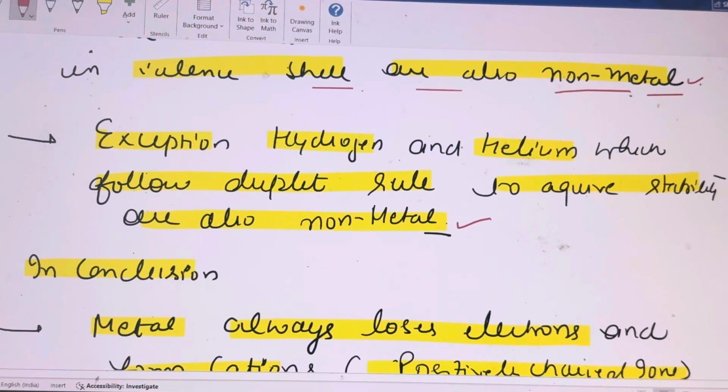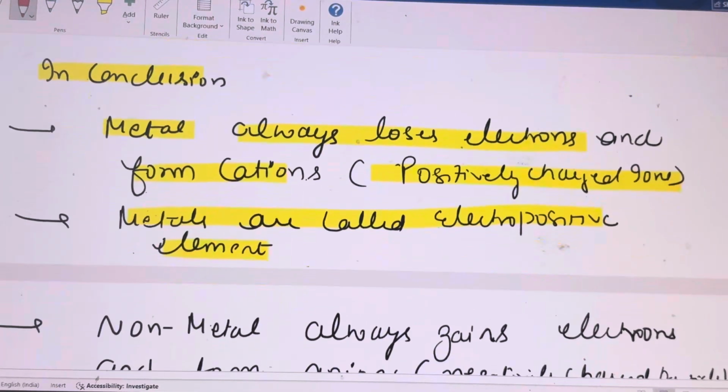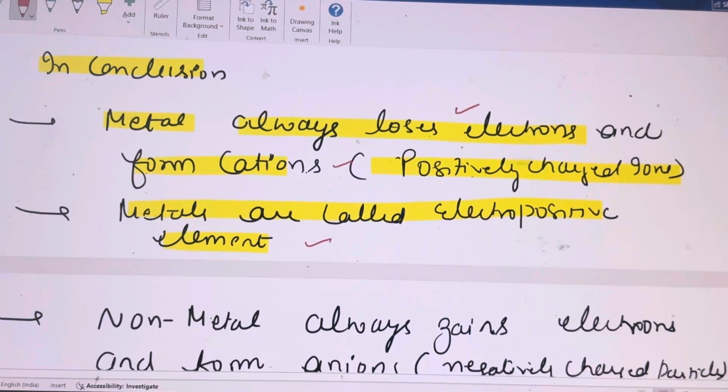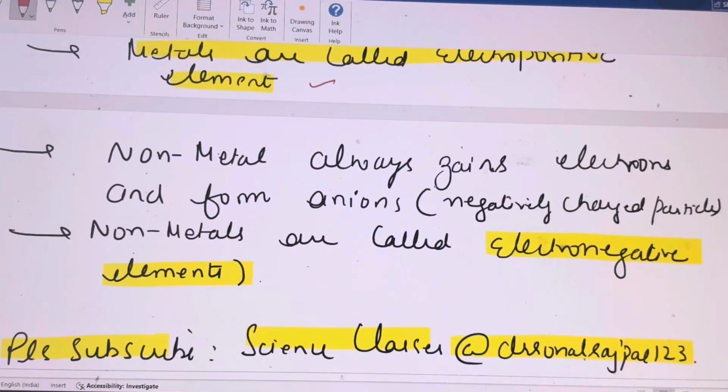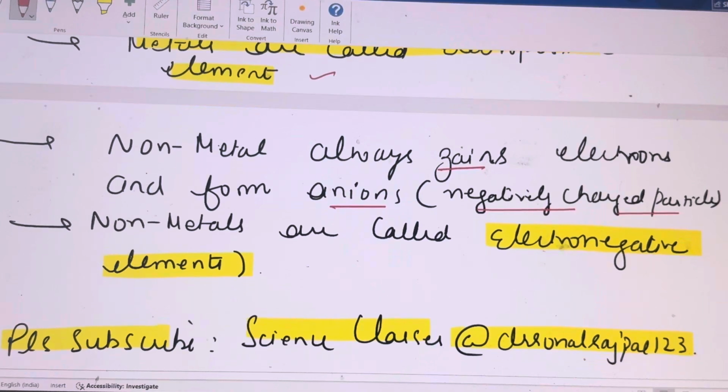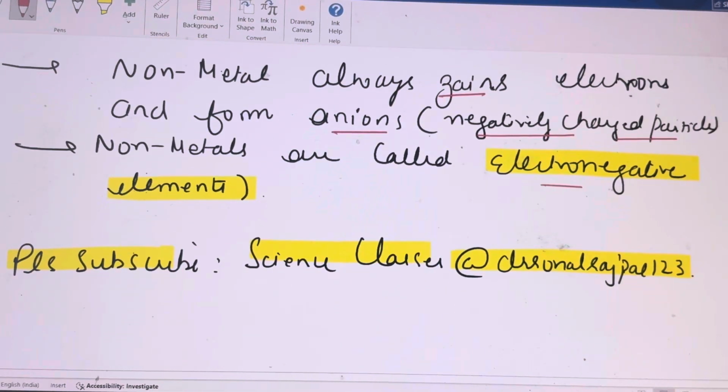So in conclusion, I can say, students, metals always lose electrons and form cations, meaning positively charged particles. So metals are called electropositive elements, and non-metals always gain electrons, students, and they become anions, meaning negatively charged particles. And non-metals are also called electronegative elements.